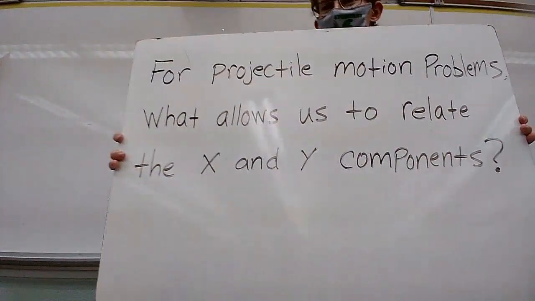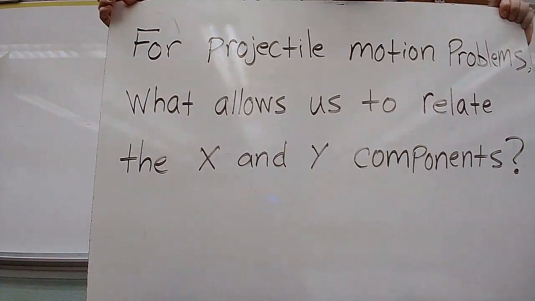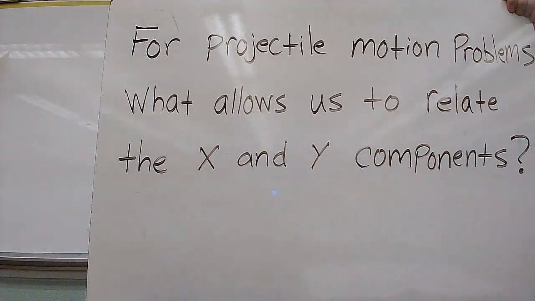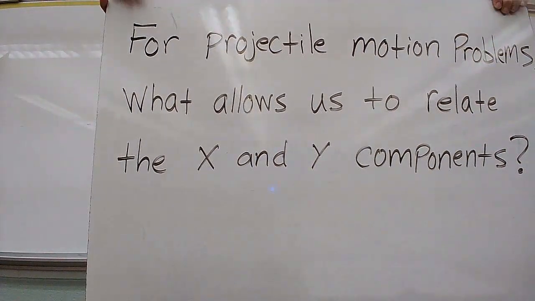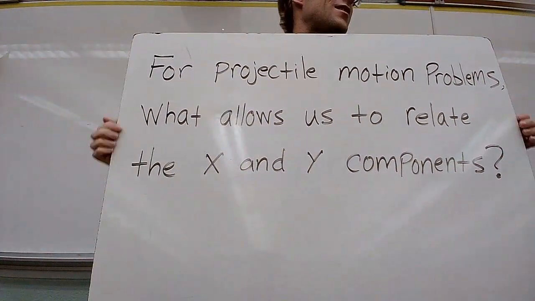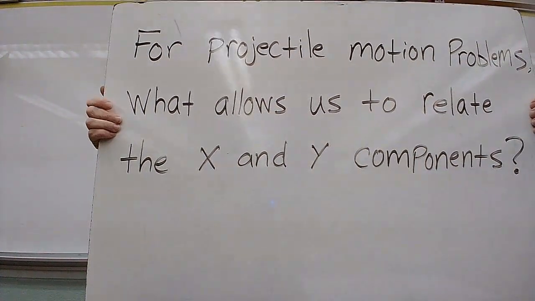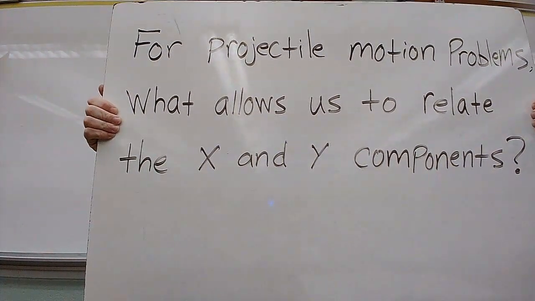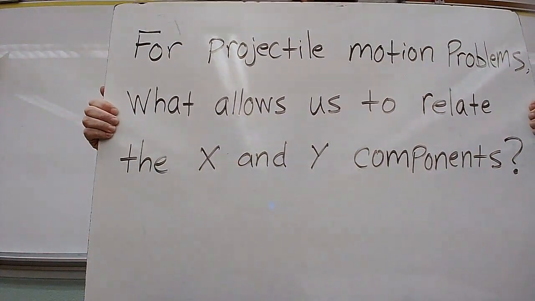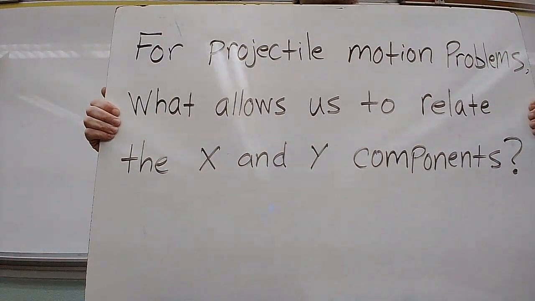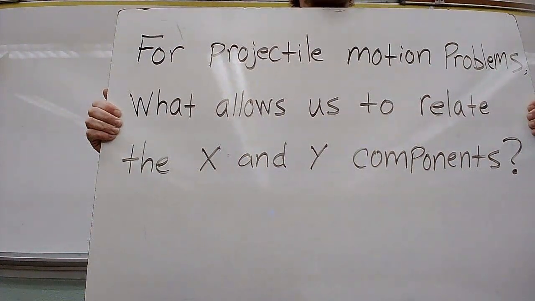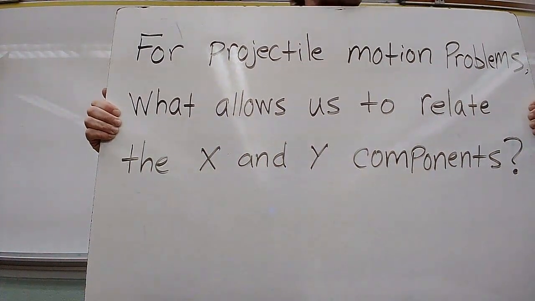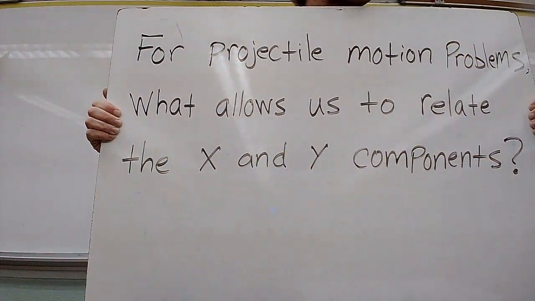So the question that we have today is, for projectile motion problems, what allows us to relate the x and y components? The way that we relate the x and y components in physics all the time is through one letter and one letter alone. It is a consonant. Anybody know what it is? It is T. Absolutely. Time. That is how we relate those two components.